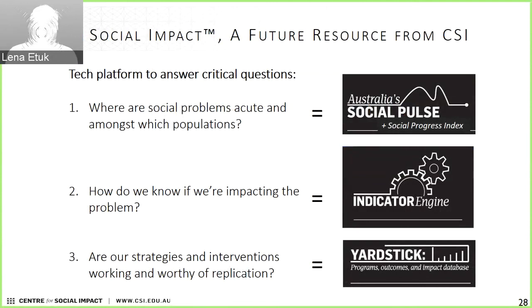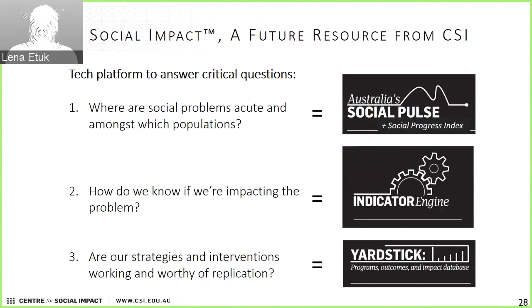First, where are social problems acute and amongst which populations? That will be revealed through the Australia Social Pulse tool and our Social Progress Index that will provide you access to really deep, rich data and data visualization tools to understand social issues and track social issues across time, across communities, and across cohorts or populations.